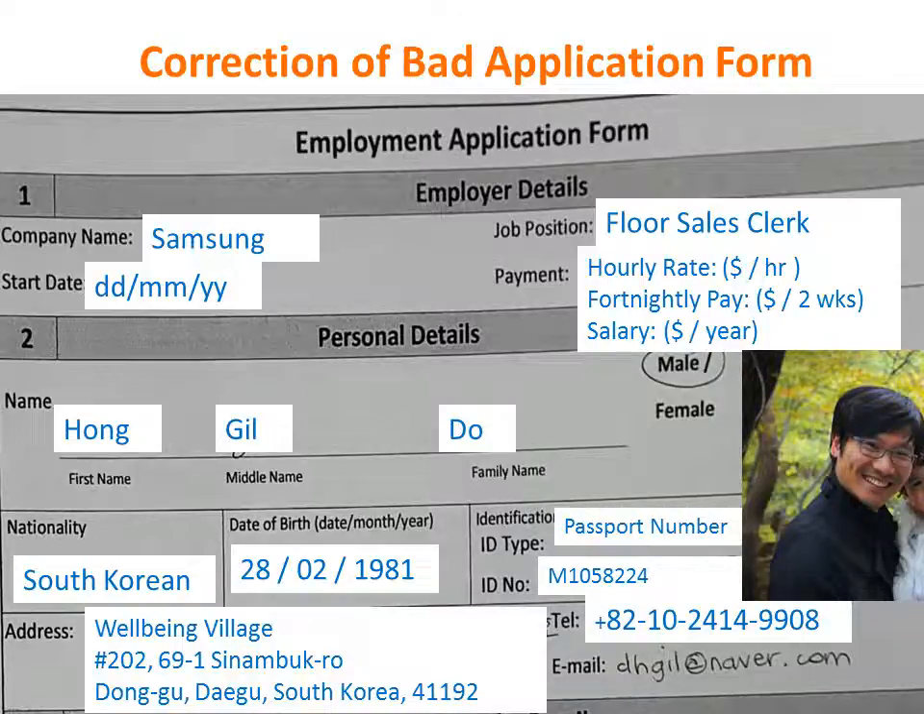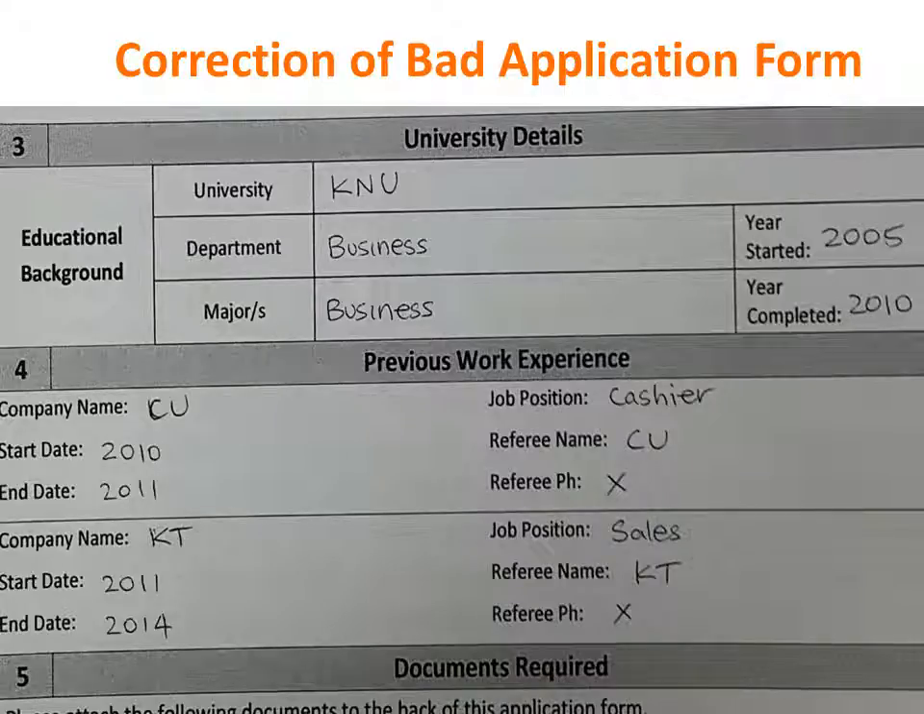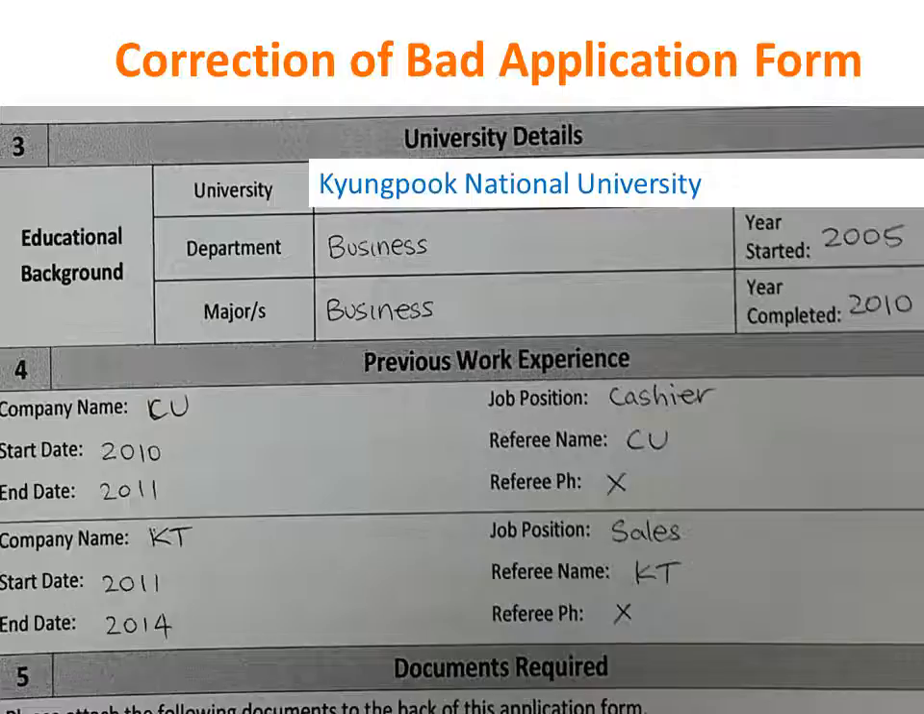Okay, let's look at the next section. So now we are looking at your university details. We can see that KNU is just the acronym. We need to have the full name. So here we would write Kyungbuk National University. Make sure when you're writing the name that you're following whatever name is written on the website. So if I'm in Australia and I want to look up this university, I need to be able to use the correct spelling to be able to find it.